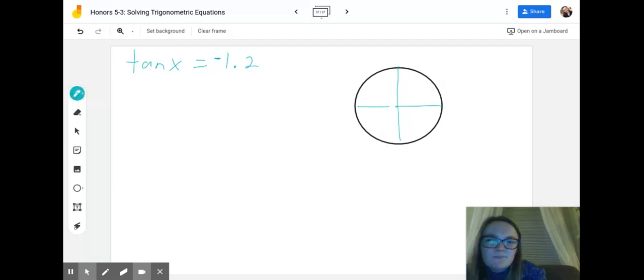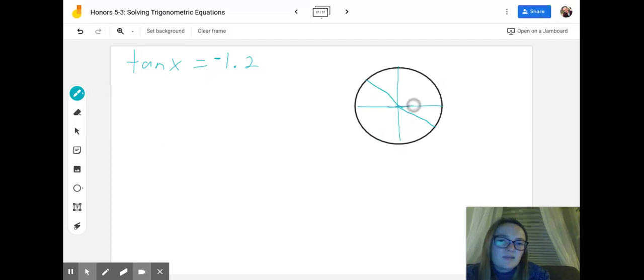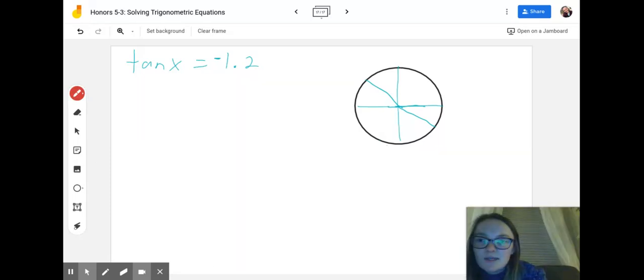From now on, I'm just going to generically write some sort of angle in the second and the fourth quadrant. It doesn't have to be super accurate. I just need to remember that I have an answer in the fourth, and I have an answer in the second. All right, so what I want to do next is take the inverse tangent. That is what's going to solve my question for x. So I'm going to take the inverse tangent on both sides.